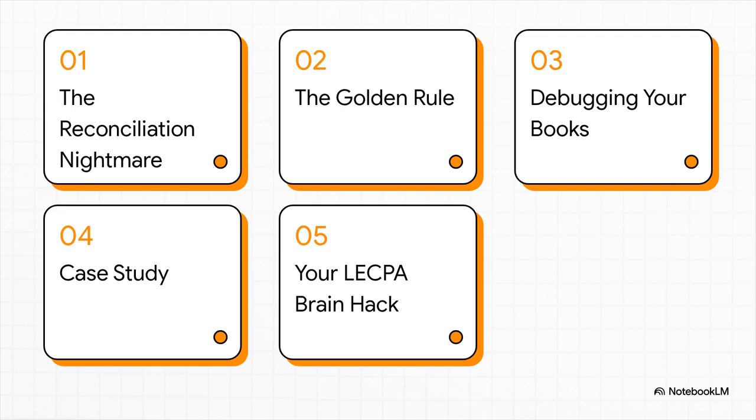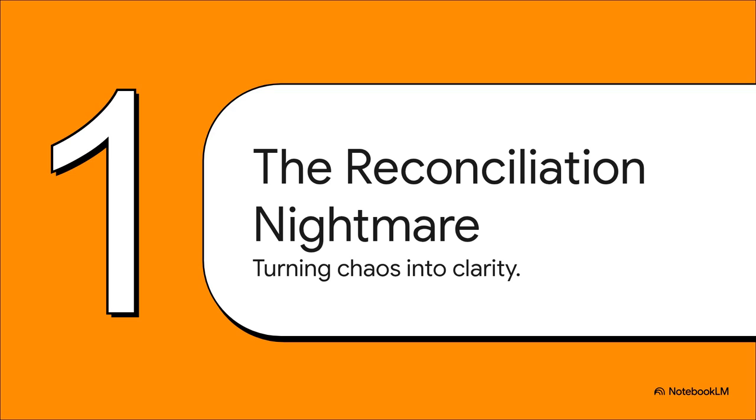So here's our game plan. We're going to start with the problem itself, the nightmare. Then we'll cover the one golden rule that solves everything. After that, we'll debug the most common errors, walk through a full case study, and cap it all off with an awesome brain hack for your exam review. Okay, let's dive right in.